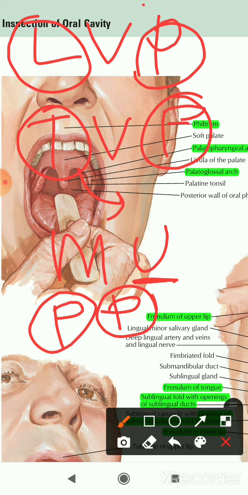And the last muscle is the palatoglossus. Glossus means tongue, so its function will be on the tongue. Its action is that it elevates the base of the tongue and closes the oropharyngeal isthmus.